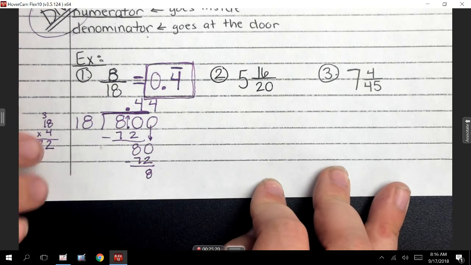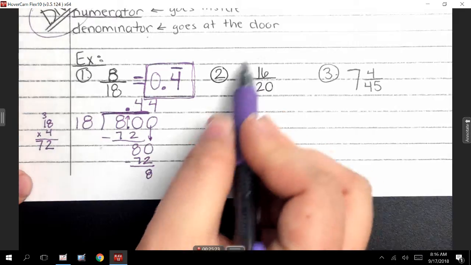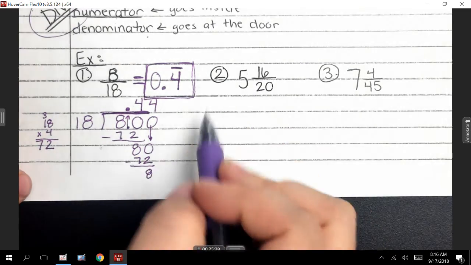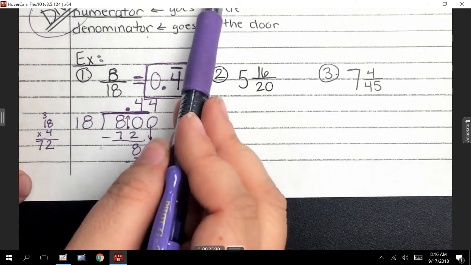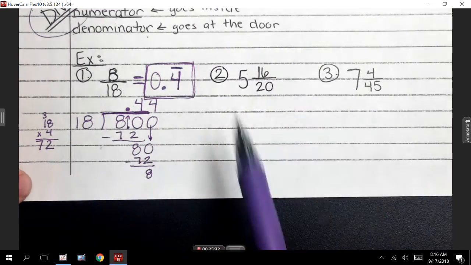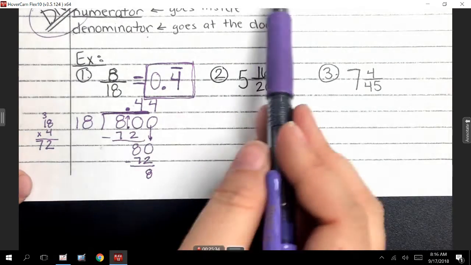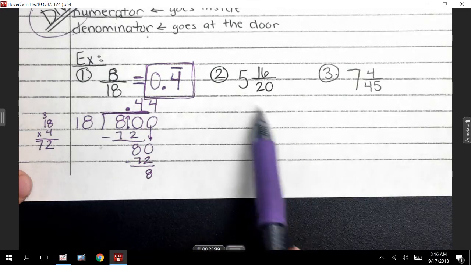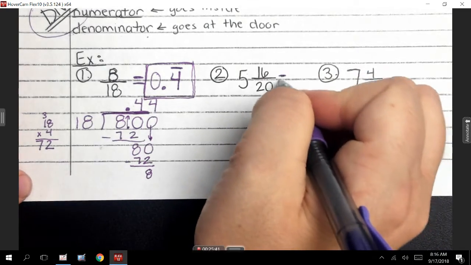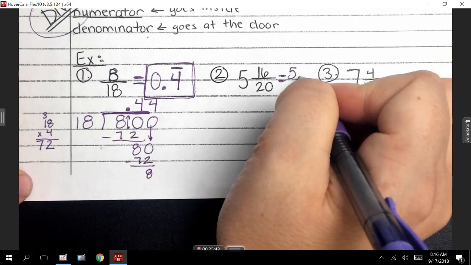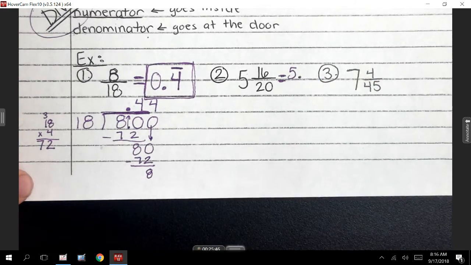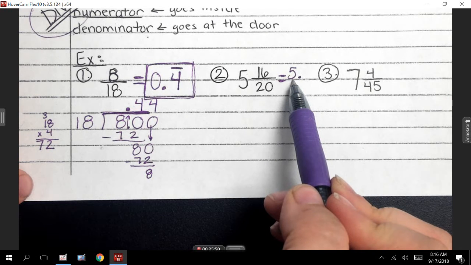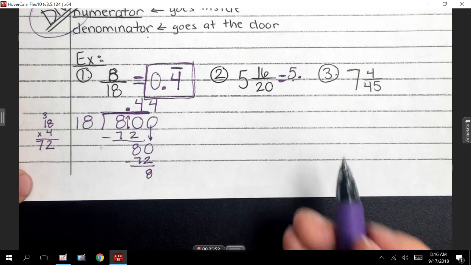All right, let's look at number 2. Now, number 2 is different because it does have a whole number. All right, guys, here's the cool thing. When I'm changing this fraction to a decimal, the part that I care about is the fraction. Guys, all that whole number means is that I'm going to have 5 point something else. So just like that whole number is in front of the fraction, that whole number is going to go in front of the decimal. All right?